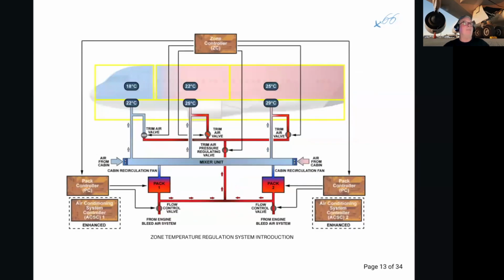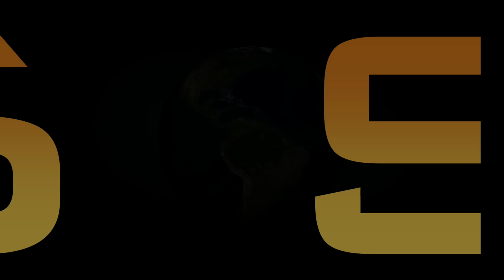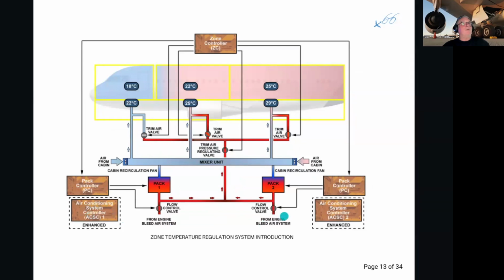But I want to go back in time, okay, because before we had an ACSC 1 and 2, we had a pack controller number 1, a pack controller number 2, and a zone controller. And the pack controller was the brain for the pack, 1 or 2, and the zone controller was the brain for the trim air valves.